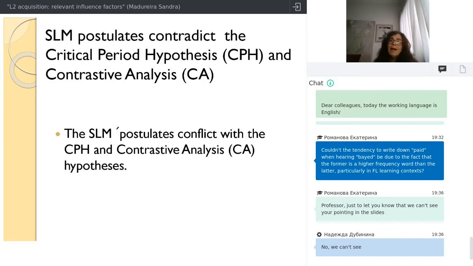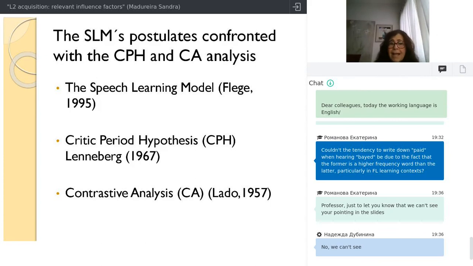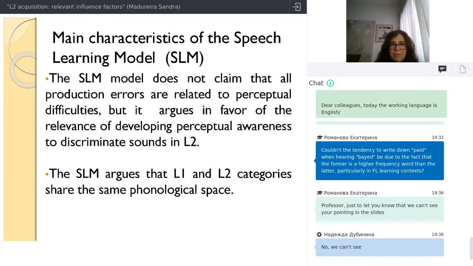And what are the main characteristics of this SLM model, that is speech learning model, conflicting with other hypotheses? We have 2 topics: maturation and then interference from another language. And we do have other theories that had principles about these 2 topics, right? And I'm going to consider the speech learning model in relation to them, right?